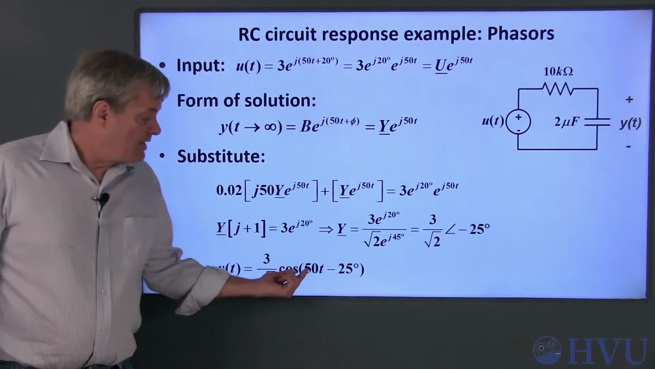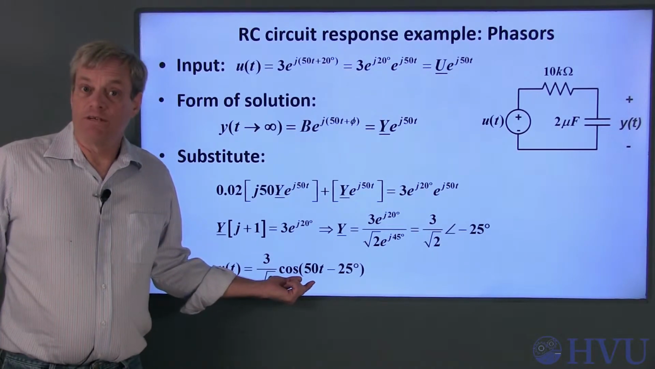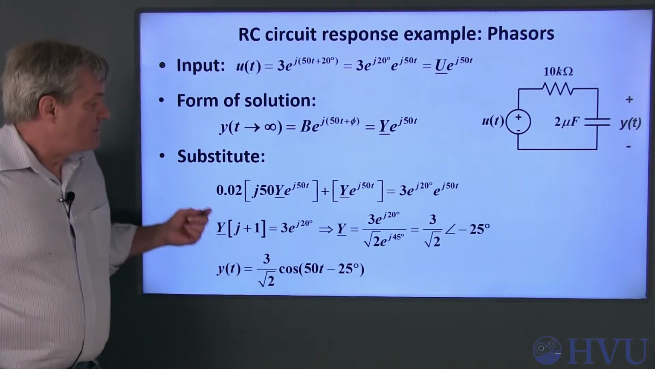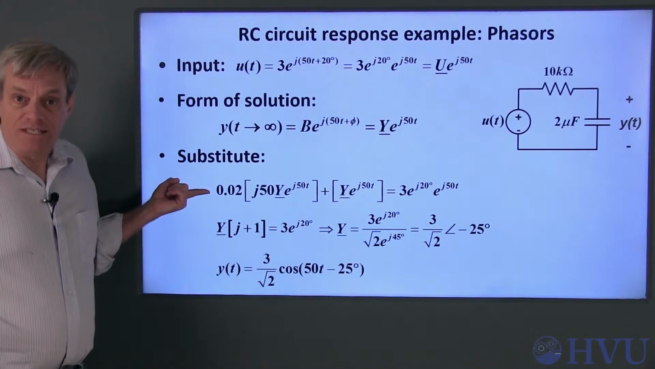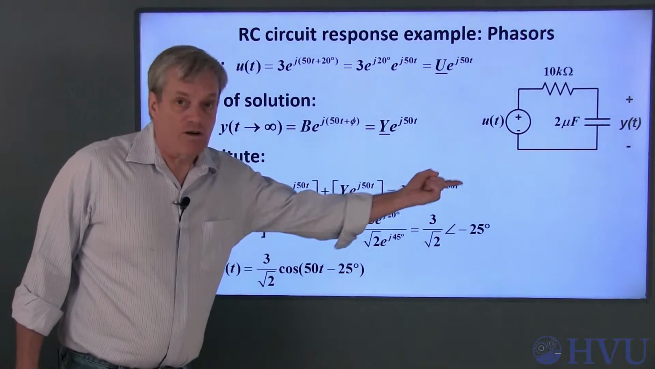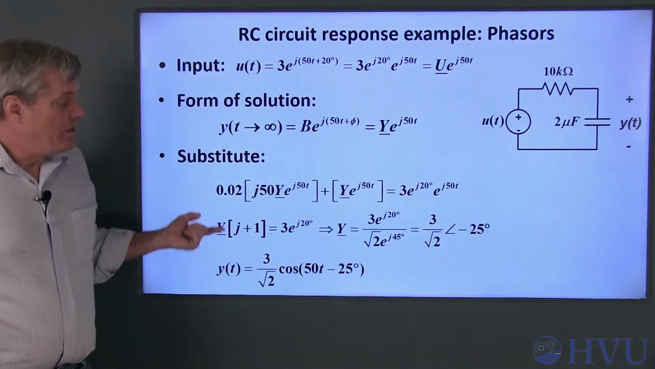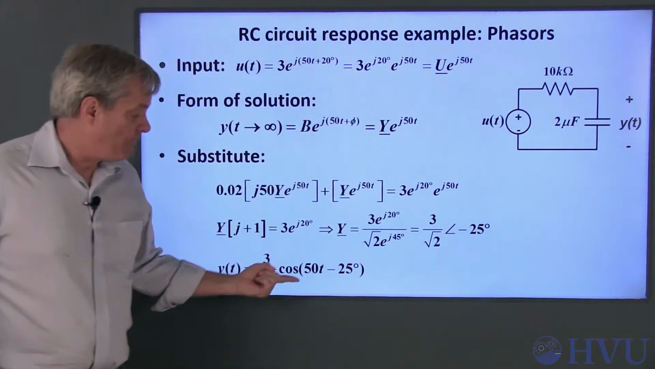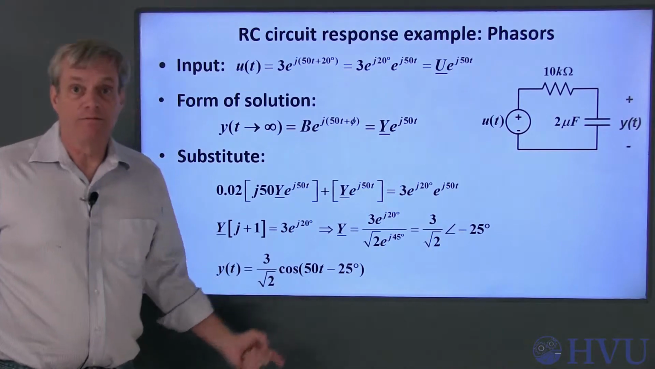The output phasor y underscore gives the magnitude and phase angle of the output. Since the frequency of the output is the same as the frequency of the input, this is the circuit response. Notice that the frequency of the output disappears when we divide out the e to the j 50t term in this step. We need to go back to the original problem statement here to determine the frequency of the response.